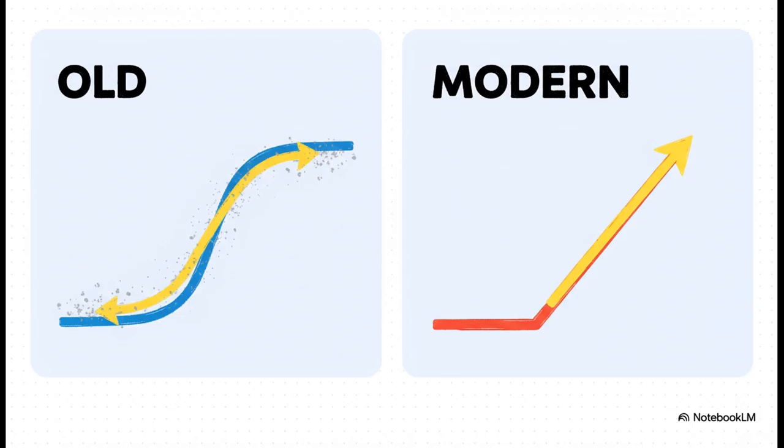If the input is negative, the output is 0. If it's positive, the output is just the input. The derivative is a constant 1. This means the blame signal passes through completely unchanged. It's a beautifully simple, elegant fix.